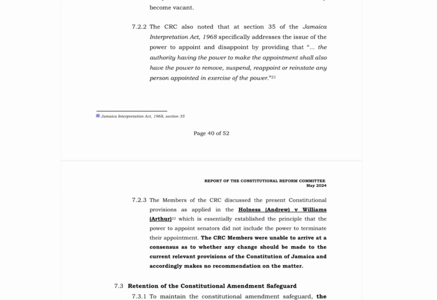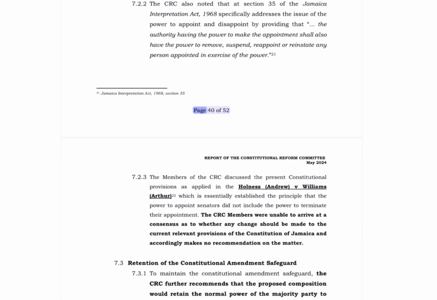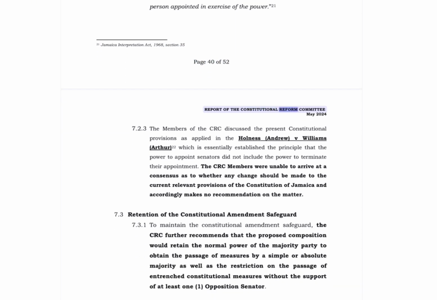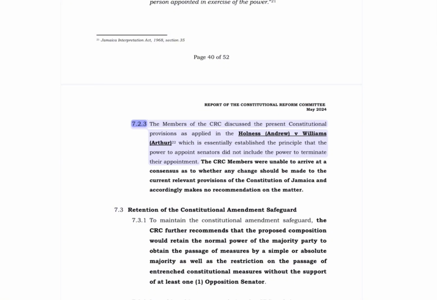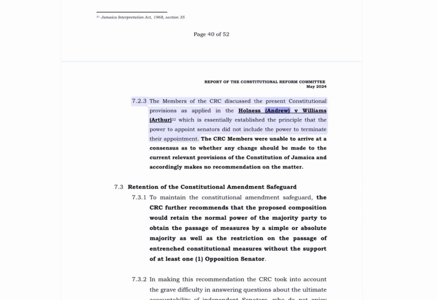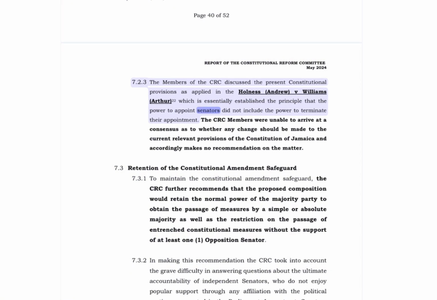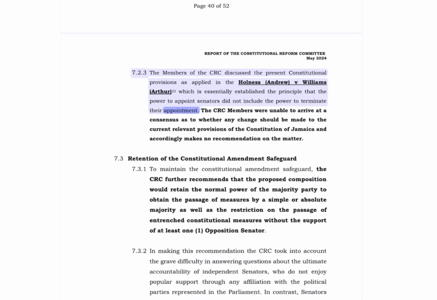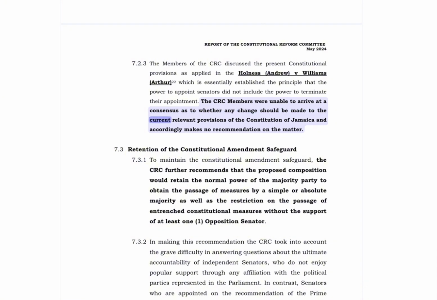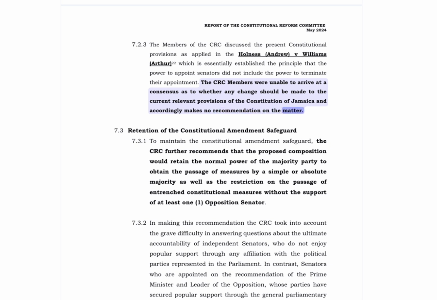Page 40 of 52. Report of the Constitutional Reform Committee, May 2024. 7.2.3 The members of the CRC discussed the present constitutional provisions as applied in Williams v. Andrew, which essentially established the principle that the power to appoint senators did not include the power to terminate their appointment. The CRC members were unable to arrive at a consensus as to whether any change should be made to the current relevant provisions of the Constitution of Jamaica, and accordingly makes no recommendation on the matter.